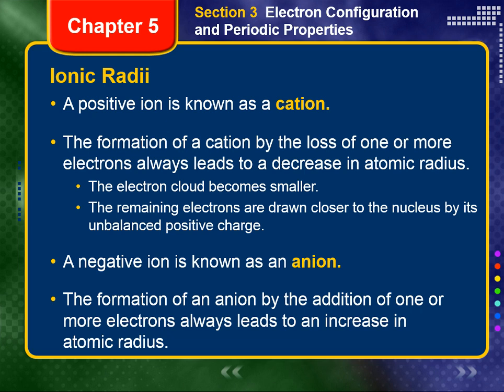A negative ion is known as an anion. The formation of an anion by the addition of one or more electrons always leads to an increase in atomic radius. This is because the total positive charge of the nucleus remains unchanged when an electron is added to the atom or an ion. So the electrons are not drawn to the nucleus as strongly as they were before the addition of the extra electron. The electron cloud also spreads out because of the greater repulsion between the increased number of electrons.